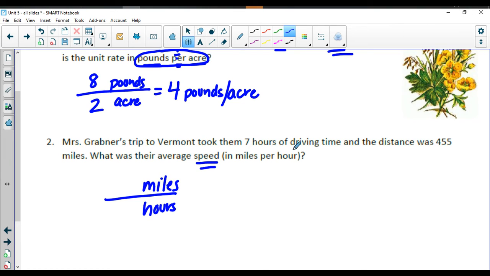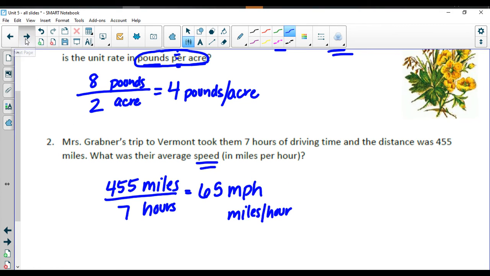What was my number that goes with miles? That was 455. 7 hours. So I'm going to take 455 and divide through by 7. That will give me 65, and my label miles per hour. You can put MPH, you can put miles per hour with a slash. You could also use the word. MPH is perfectly acceptable here though.